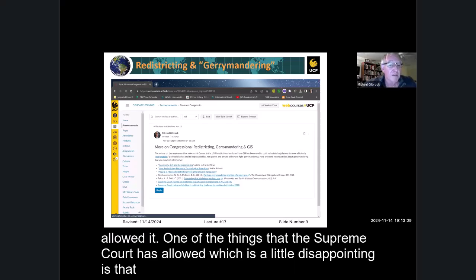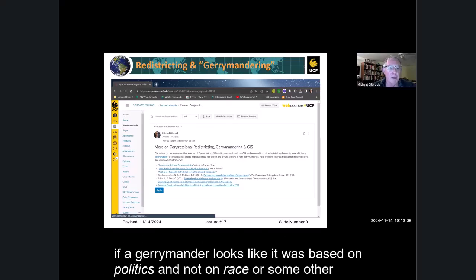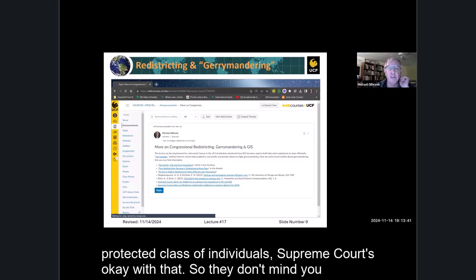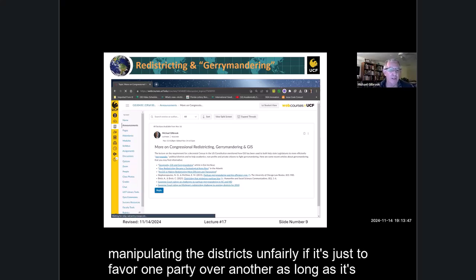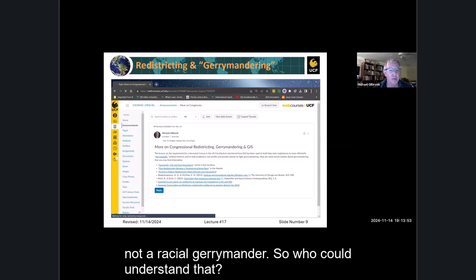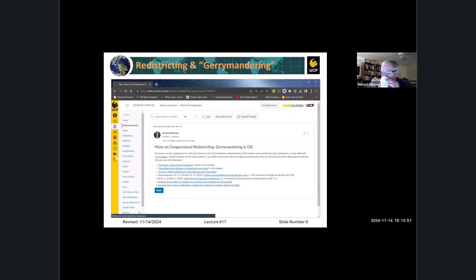One of the things that the Supreme Court has allowed, which is a little disappointing, is that if a gerrymander looks like it was based on politics and not on race or some other protected class of individuals, the Supreme Court's okay with that. So they don't mind you manipulating the districts unfairly if it's just to favor one party over another, as long as it's not a racial gerrymander. So who can understand that?